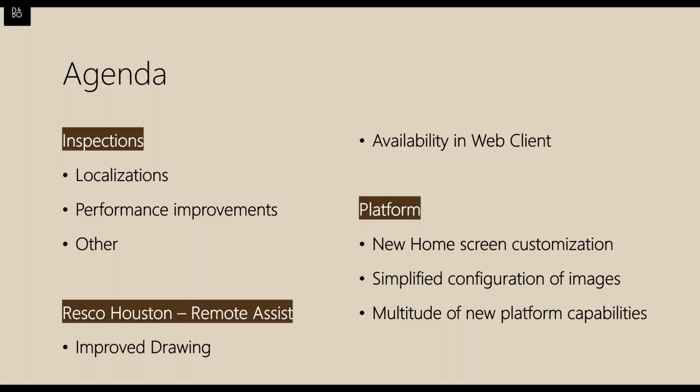First of all, inspections with the localization update and performance improvements. Then we will be talking about Resco Houston, how we improve the drawing and make it available within the web client of Resco. And finally, we will talk about all the details of the platform, the new home screen configuration options, simplified configuration of images, and all the other new additions to platform capabilities. With this, I would like to give the word to my colleague Zuzana Curajova to talk about the additions within inspections.